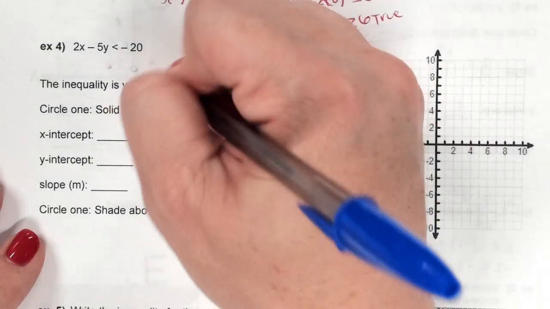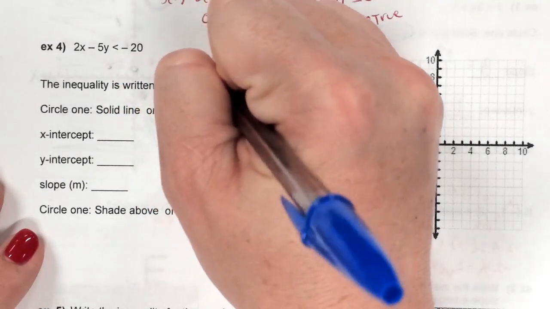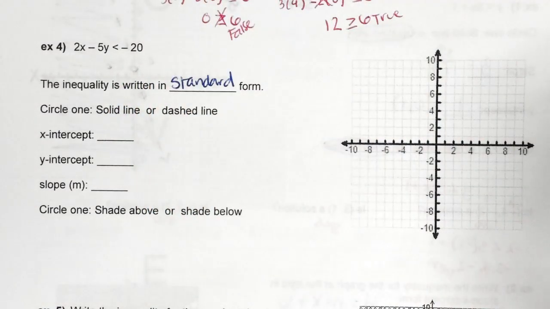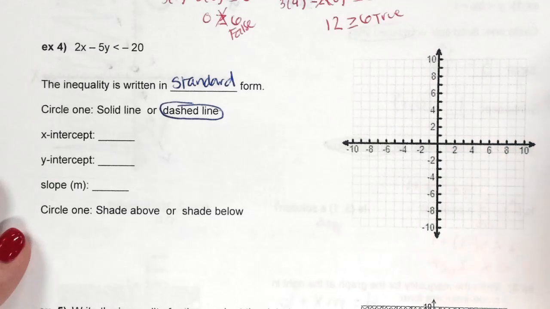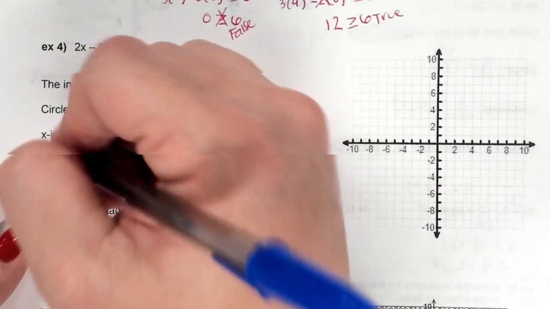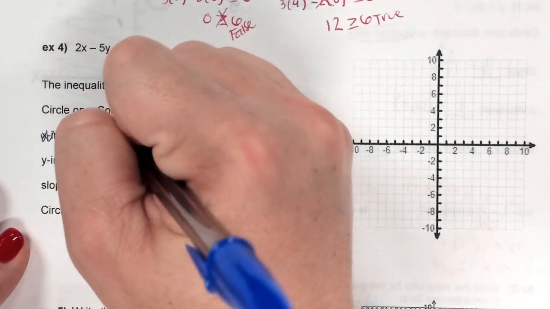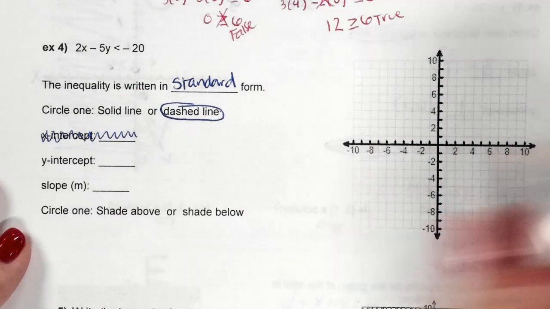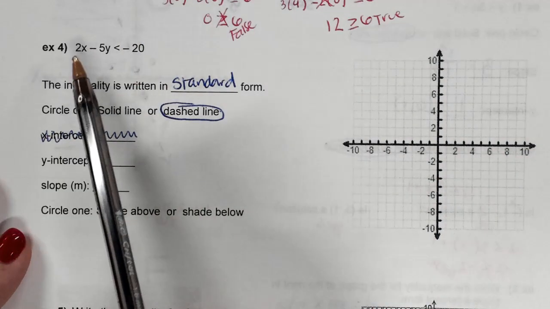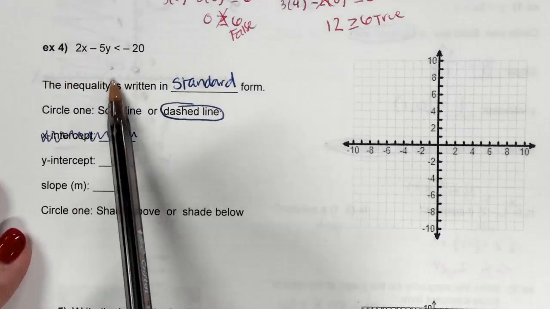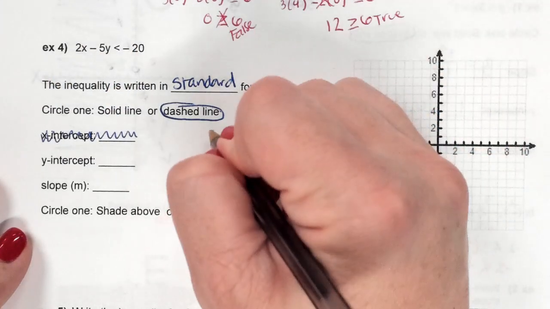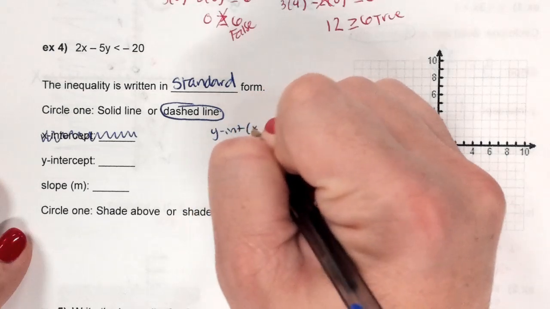Okay, again, it's in standard form. Is this one going to be a solid line or a dashed line? Last time we found the x-intercept, so this time we're going to find the y-intercept. Now remember the trick, if one of them is going to give you a decimal, does 2 go into 20? Yes. Does 5 go into 20? Yes. So you can find either one. Doesn't matter. So if we find the y-intercept, that's where x equals 0.